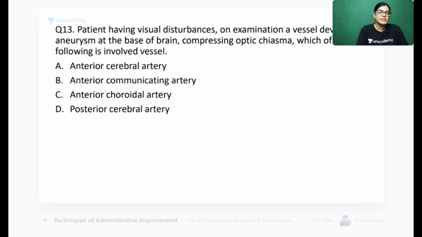So according to you, which is the correct answer? The key point which is mentioned is optic chiasma. Close to optic chiasma, an aneurysm is formed, and this will lead to visual disturbance. The correct answer is anterior communicating artery. I will show you a diagram for it, which will make you clear.